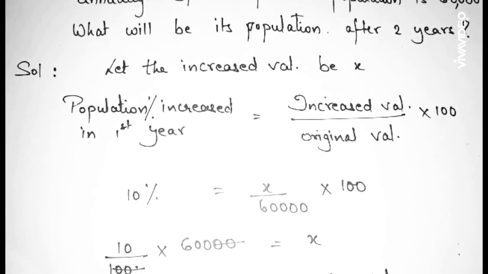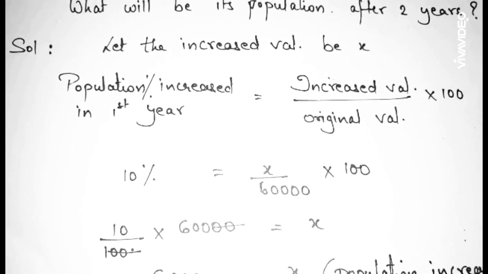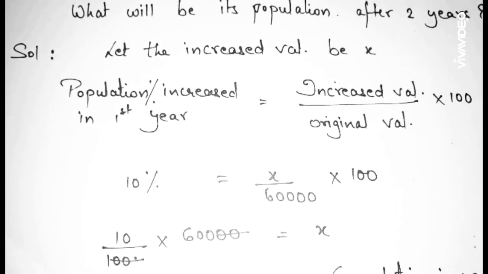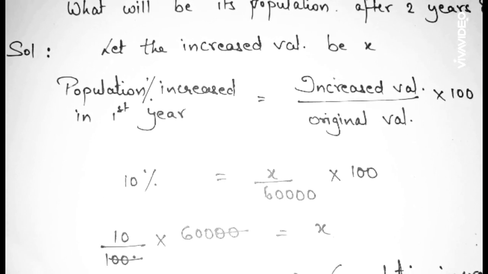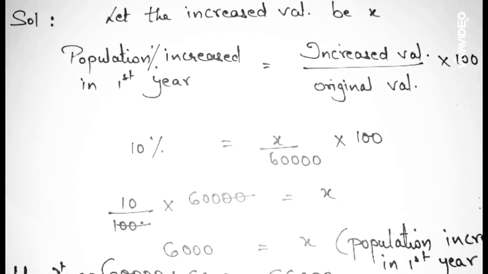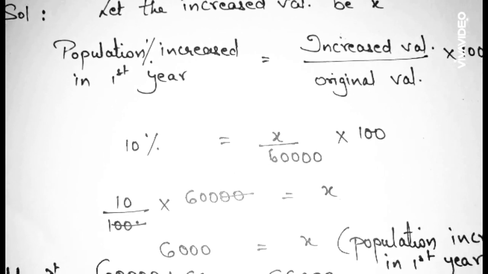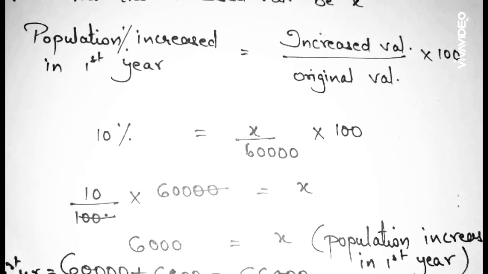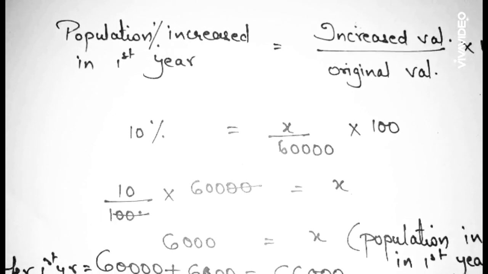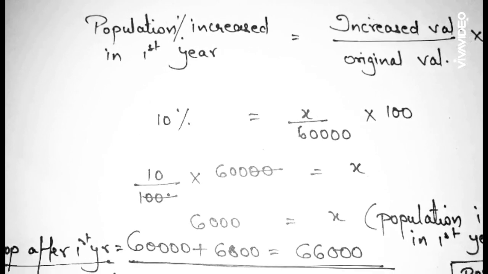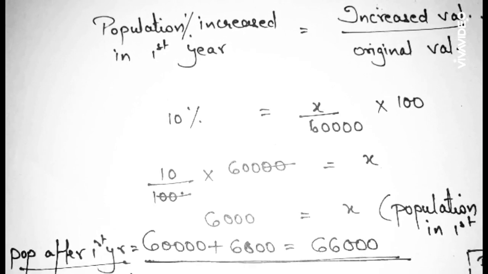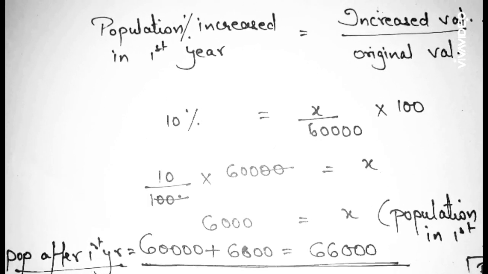So we already have the increased percent, that is 10%. And in place of the increased value, I have assumed x. So I'll put x upon the original value, that is 60,000. So 10% equals x by 60,000 into 100. By transposition, we will find x, and x is 6,000. So 6,000 is the population which will be increased after the first year. So after the first year, the total population will be 60,000 plus 6,000, so the total will be 66,000.